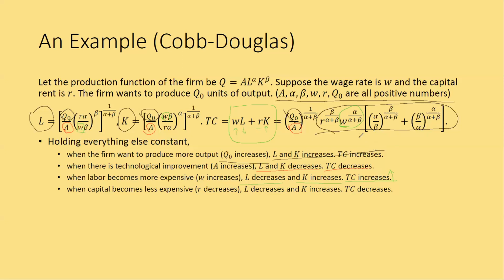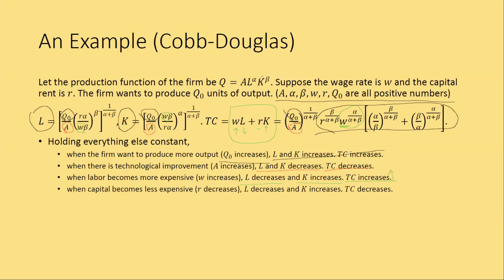And we can also understand this in an intuitive way. When wage becomes more expensive, firms will have an incentive to substitute some labor with capital. That is why L decreases and K increases. However, the firm cannot perfectly avoid this increase in the labor cost. So the total cost will still increase.